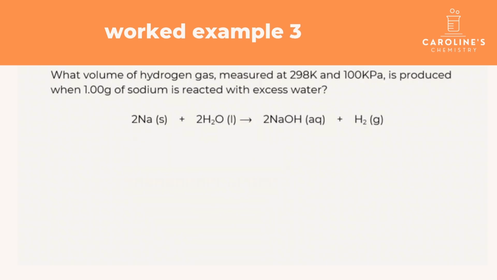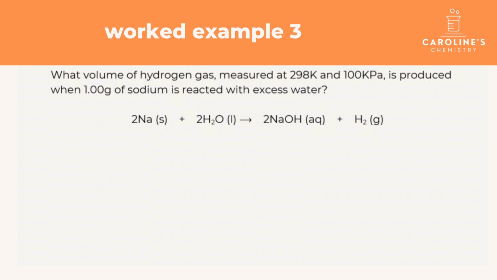For this final example, the most complicated one, we've got a bit more to do. So we're asked to calculate what volume of hydrogen gas is produced when 1 gram of sodium is reacted with excess water. Now, can you see the difference here? We've given data on the sodium, but we're asked to find out about the hydrogen. So we essentially have to work from the sodium, work through to the moles, in order to work out the moles of hydrogen gas, to then be able to work out the volume.